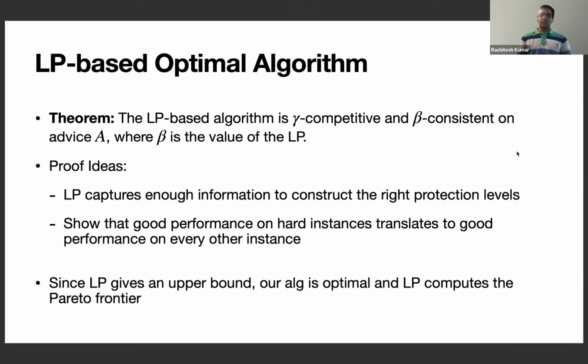More concretely, our result is that the algorithm that I just outlined is gamma competitive and beta consistent on advice A, where beta is the value of the LP. And since the LP was an upper bound, this algorithm is in fact optimal. In proof, we use the optimal solution of the LP to construct protection levels that perform well on the hard instances. And then we show that good performance on the hard instance translates to good performance in every other instance. This is the sense in which I meant that those instances are the hardest.